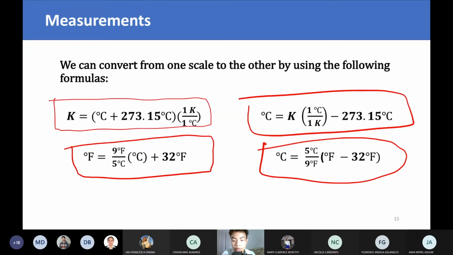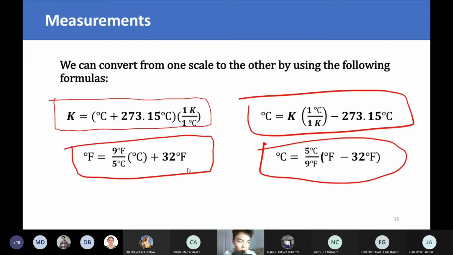Okay? So to convert Celsius to Fahrenheit, no? So you have to use this equation. Degrees Fahrenheit equals 9/5 degrees Celsius plus 32. So ito yung Celsius to Fahrenheit.